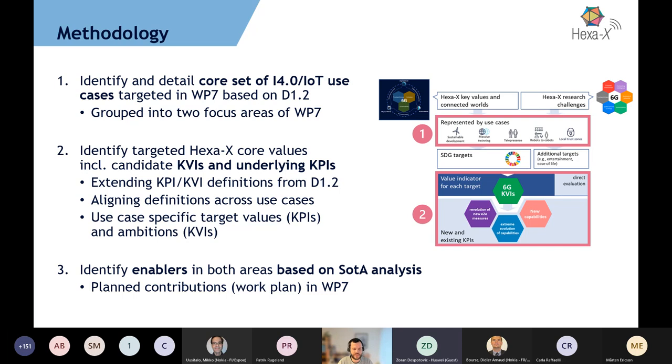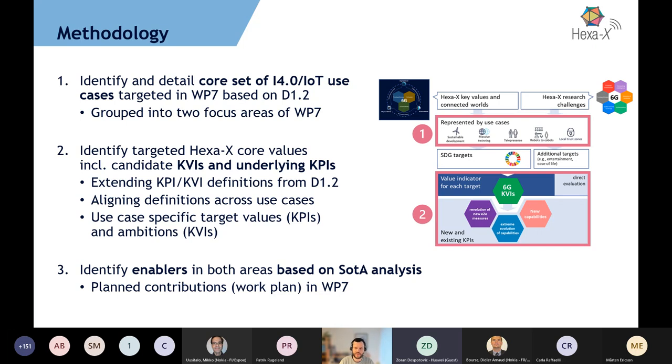Based on that, as I said, we identified the technical enablers that would contribute beyond the state of the art towards achieving those use cases, or towards realizing those use cases. And this then resulted in a work plan of planned contributions for Work Package 7, which I'm also going to briefly address in this presentation.